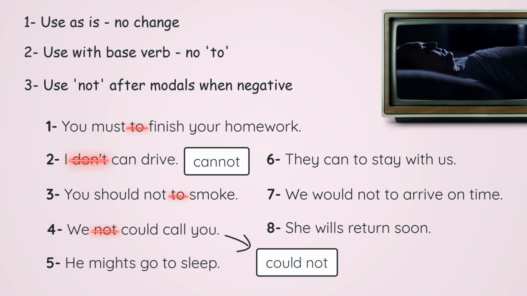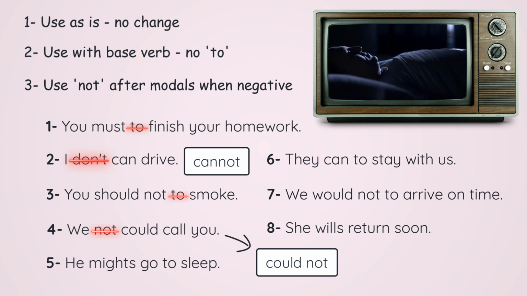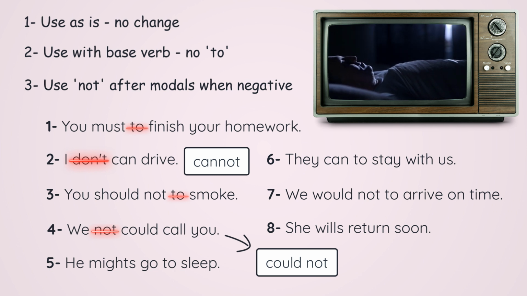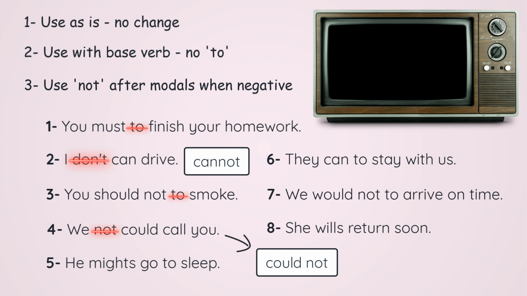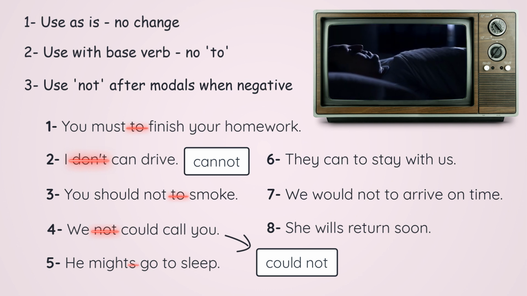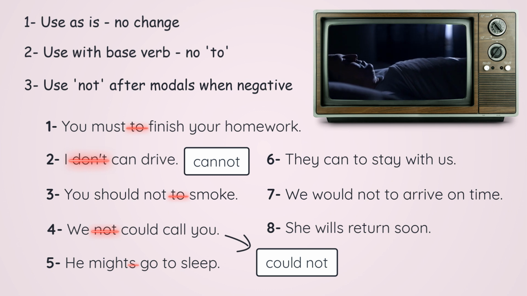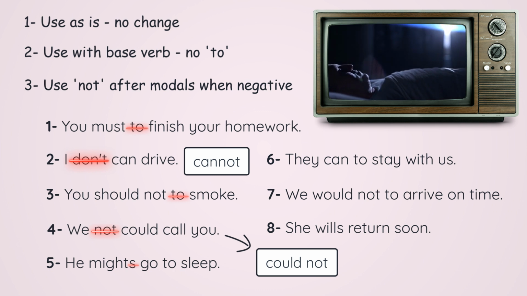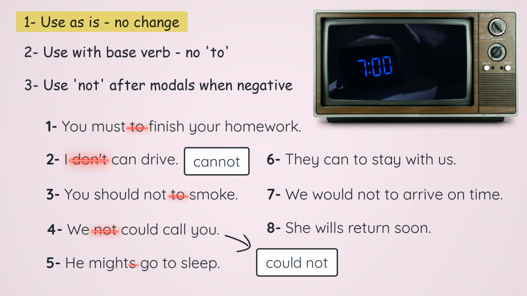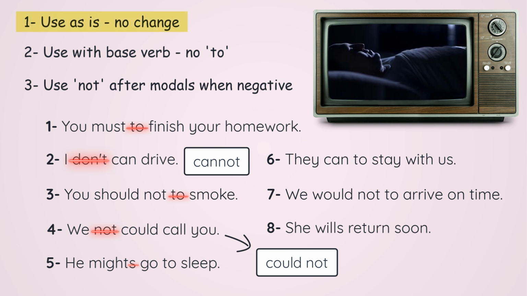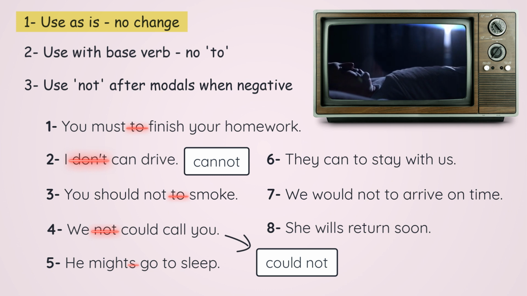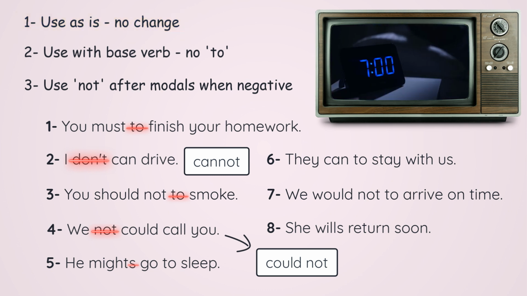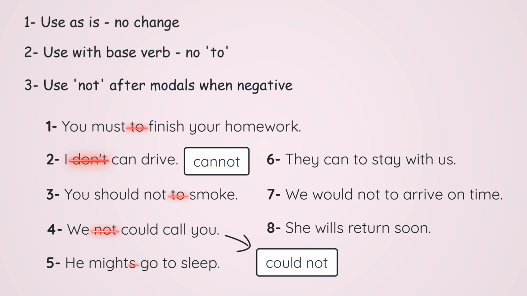Next, he mights go to sleep. It's not right. It should be, he might go to sleep. Okay? This was our rule number one here at the top. And the rule was that we don't change anything, right? We just say, he might go to sleep. We never change the modal.